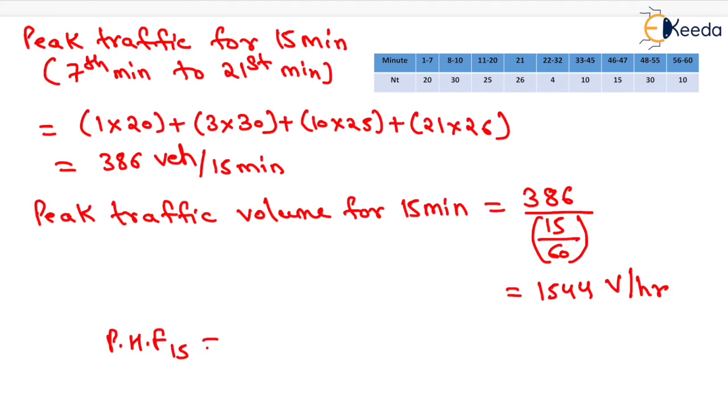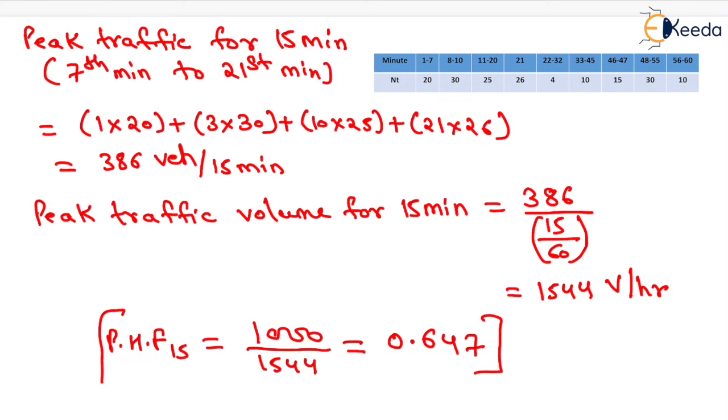Now we want to compute the value of peak hour factor for 15 minutes. It will be equal to total traffic volume, that is 1000, divided by 1544. On solving this, we will have the peak hour factor for 15 minutes equal to 0.647. That is the complete solution of this numerical. Thank you very much, students.